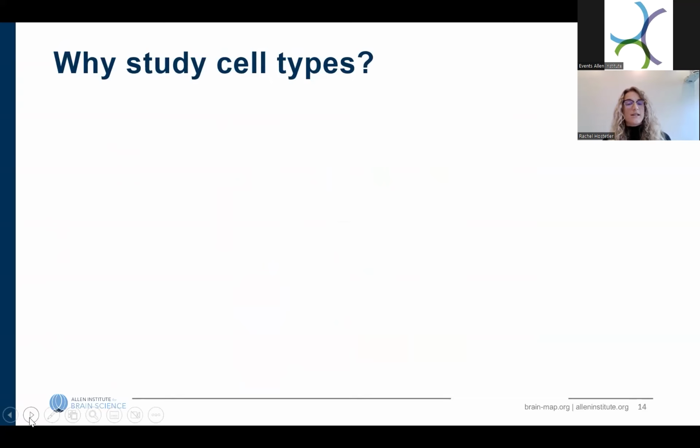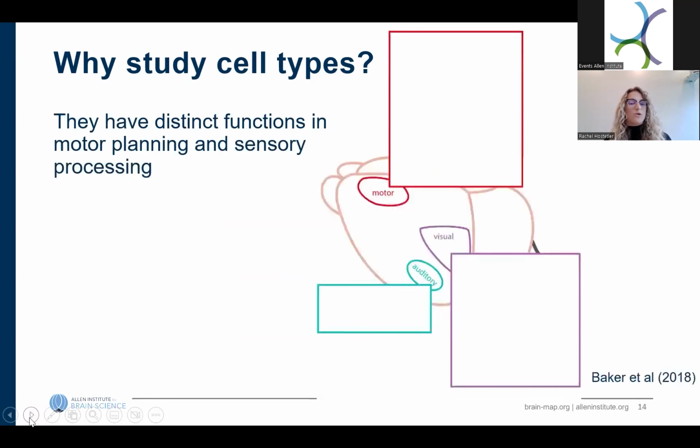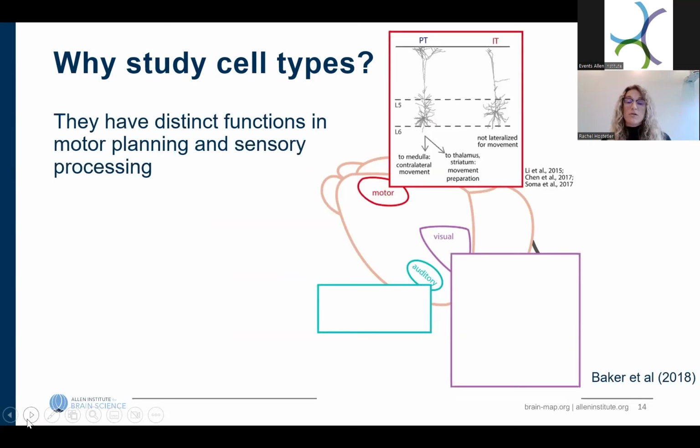And so why are we studying all these different cell types and further splitting them up into smaller and smaller groups? Well, it turns out that they have very different distinct functions and important tasks such as motor planning and sensory processing. When we look in the motor cortex, again, we have both PT and IT excitatory cells.